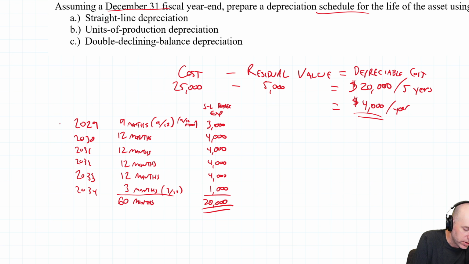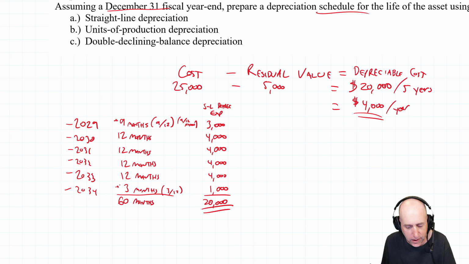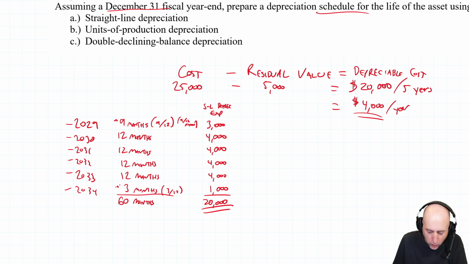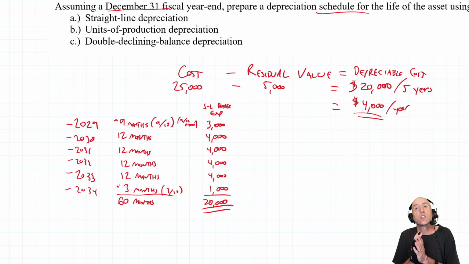Again, don't get confused. Sometimes a student looks at this and goes, isn't this 6 years? 29, 30, 31, 32, 33, 34. That's 6. Why do we call this a 5-year asset? Well, the first year isn't a full year and the last year isn't a full year. If you add it all together, it is 5 years. So again, $20,000. Straight line has served its purpose.